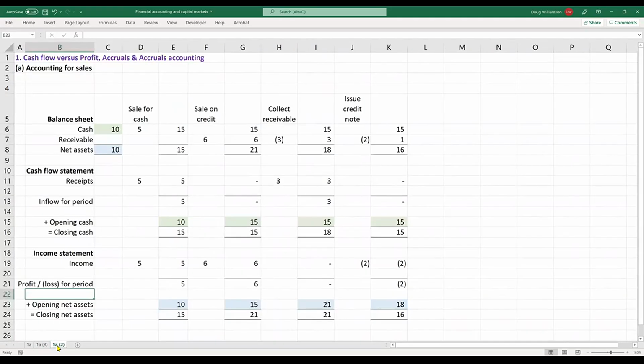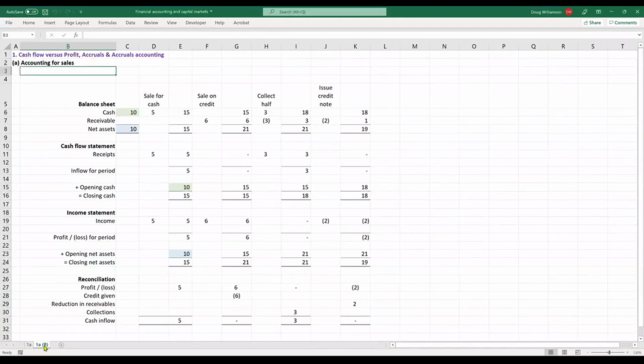just tidying up my workbook here. So this is a previous version of a sheet I don't need anymore. Here's our original 1A, accounting for sales, a sale for cash on credit, collecting half of the money owed by the credit sale and issuing a credit note. And then we reconciled it at the bottom. We're going to revisit that now.